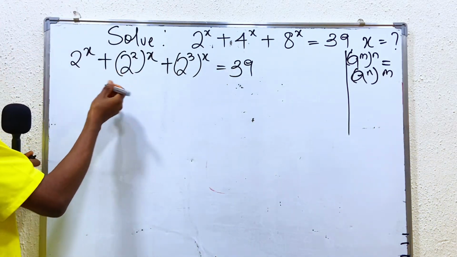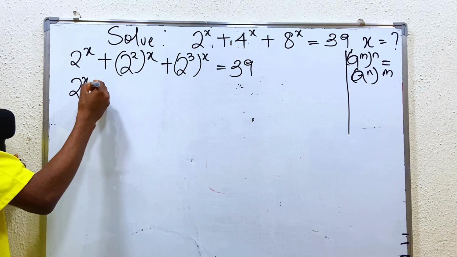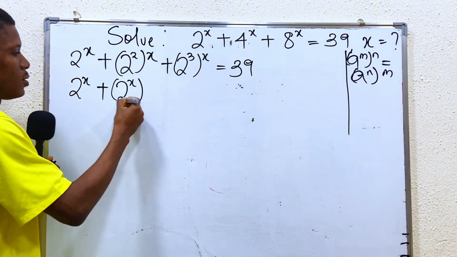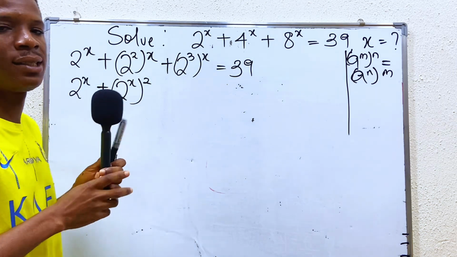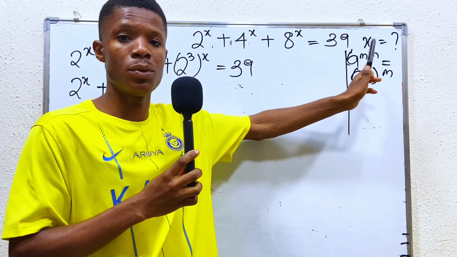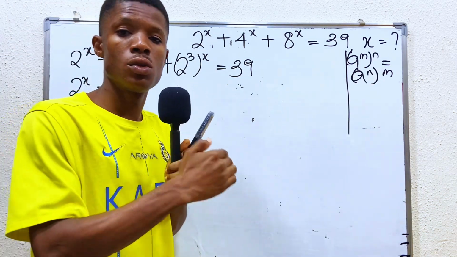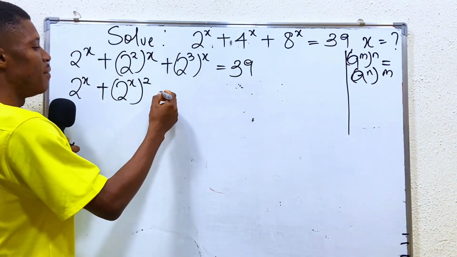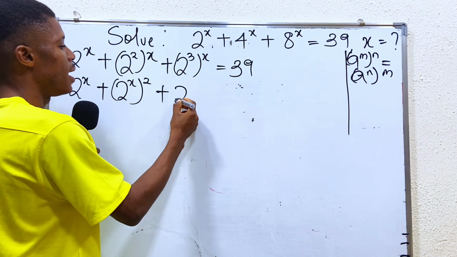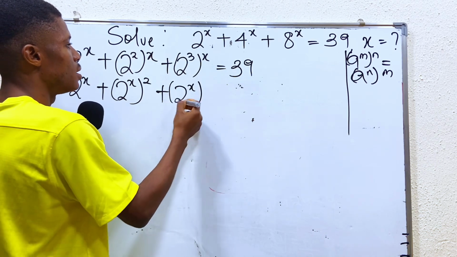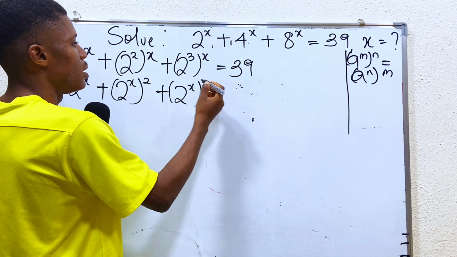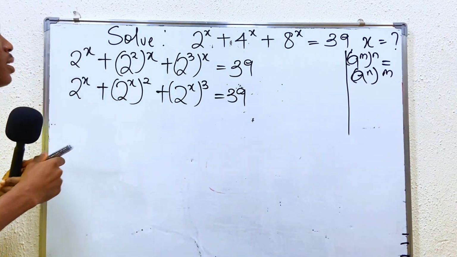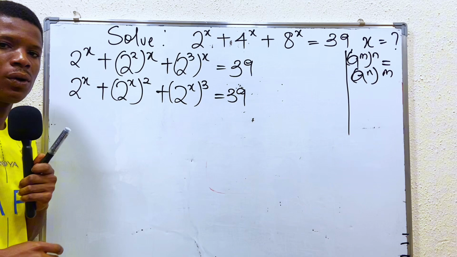So here we can rewrite this to be 2 power x plus 2 power x all squared. I just applied this particular rule, just changing the position because nothing changed. 2 times x is the same thing as x times 2. So you have it as plus, same thing is applied here, 2 power x raised to the power of 3 equal to 39. Okay, this is what we have at this point.